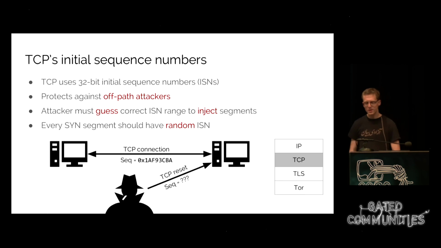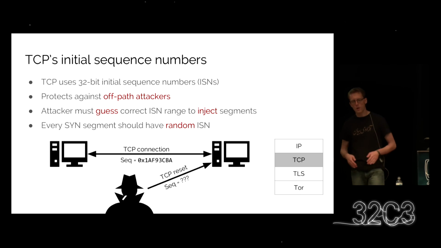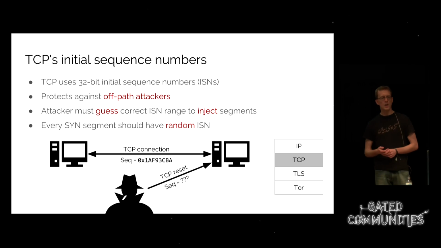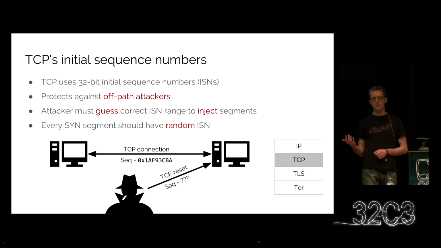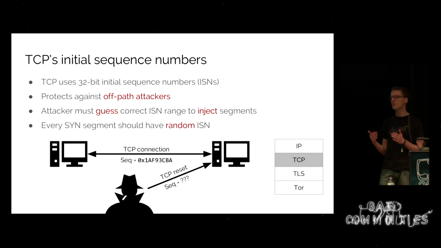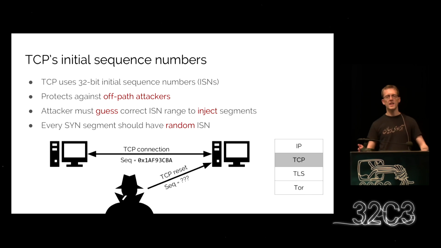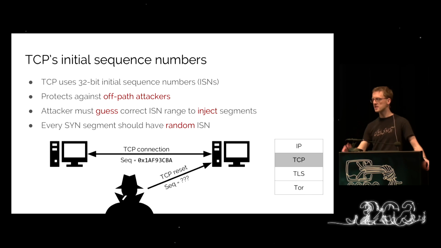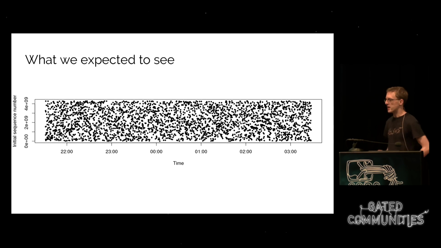So I'm giving you a quick reminder how it works. TCP initial sequence numbers are a 32-bit number in the header of TCP segments. And they have the nice property that they protect you against off-path attackers, since attackers have to guess your sequence number interval, which is supposed to be hard, right? And it does that by simply randomizing initial sequence numbers for the TCP SYN segment. And this can be visualized, right?